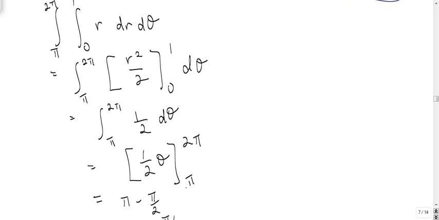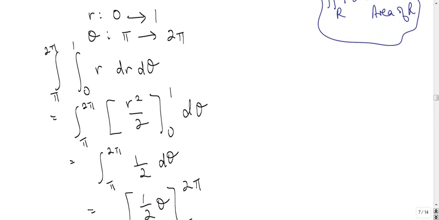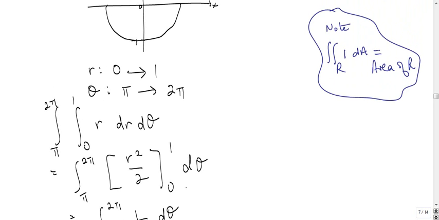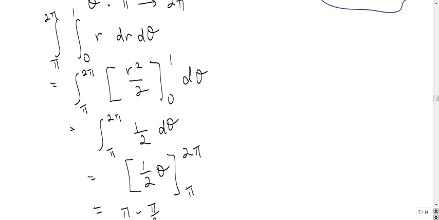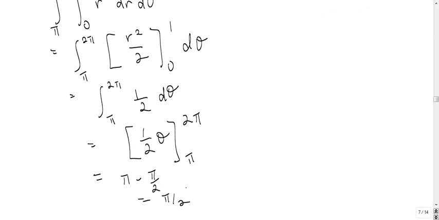If you know that this integral, the double integral of 1, is actually finding the area of a semicircle, you can find the area of the semicircle. Area of a circle is pi r squared, and you just divide by 2. So it's a good way to check that our answer is correct. Questions? Okay.